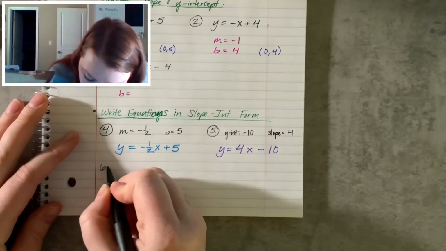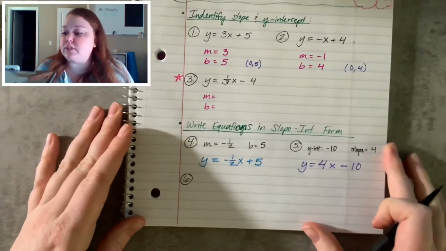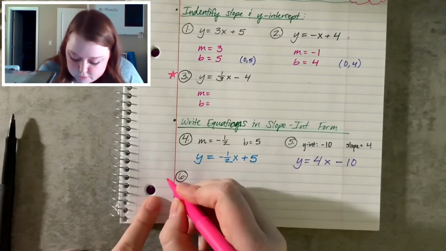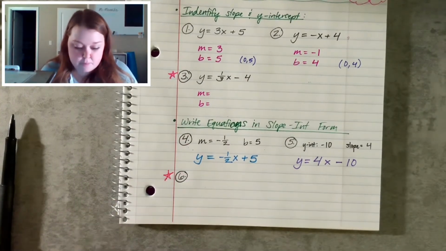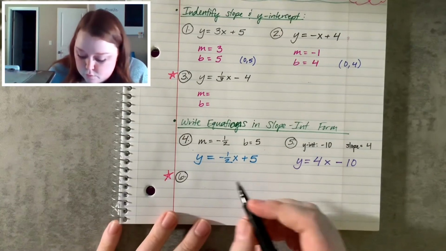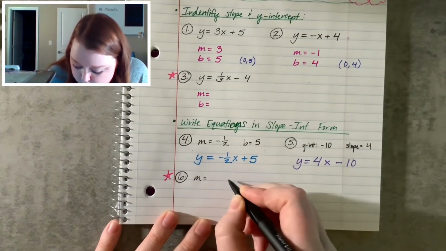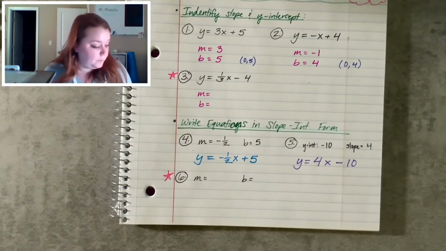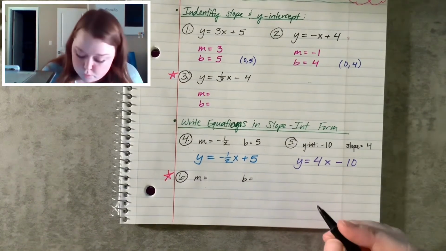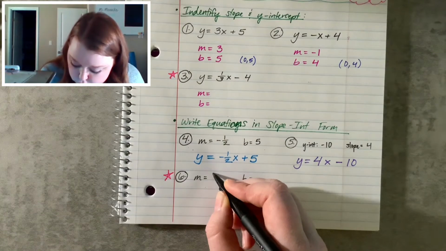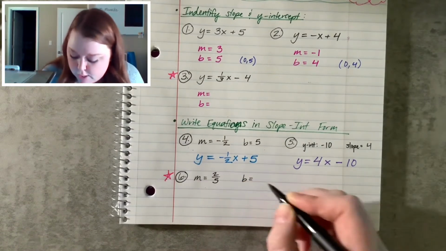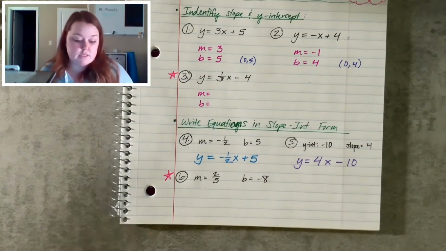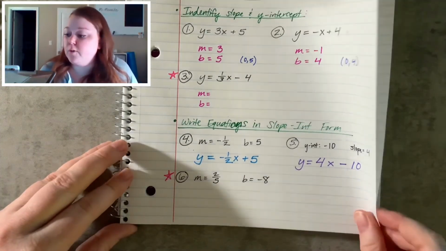Okay. Number 6. Number 6 is going to be an entry test question. I'm going to give you the m and b value, and you're going to write the equation in slope-intercept form. So your slope is 2/5, and your b value is -8. So you're simply just going to write that equation in slope-intercept form.